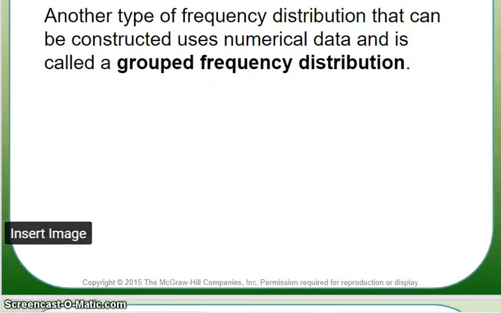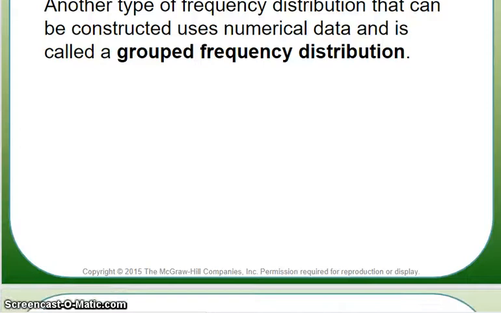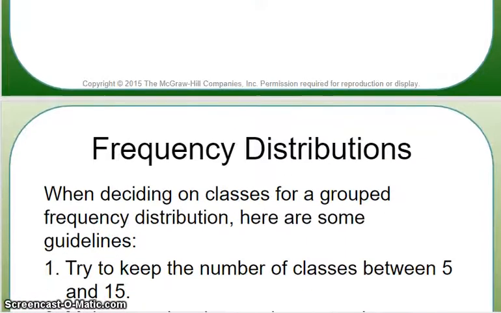So the second type is a grouped frequency distribution. These are ones that don't naturally fall into groups, because you're using numerical data. So maybe you're looking at temperature, weight, or speed. You've got some numerical data, but you're trying to group them together instead of just having a pile of data. So this is called a grouped frequency distribution. So we've got this example.